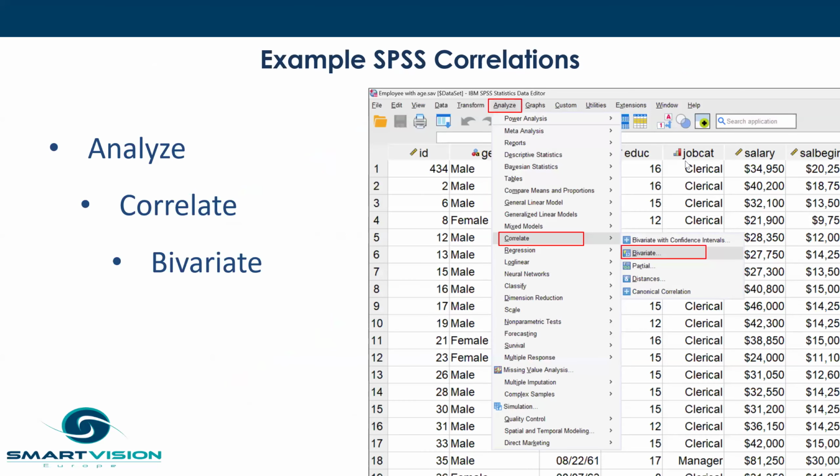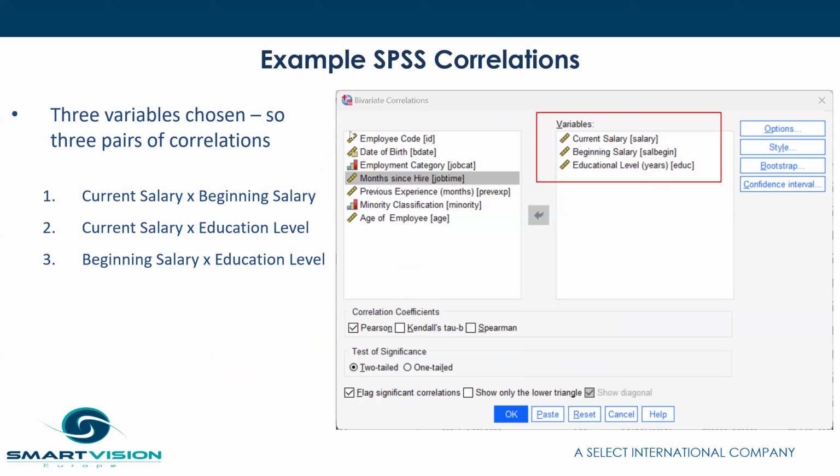If you want to run correlations in SPSS, you'll find them under Analyze, Correlate, Bivariate. This is the standard place. Bivariate means pairs of variables. And here I've got a data set where I'm looking at the correlations between three pairs of three variables.